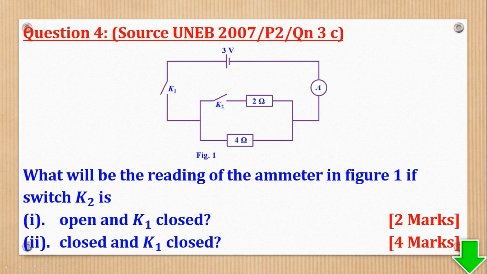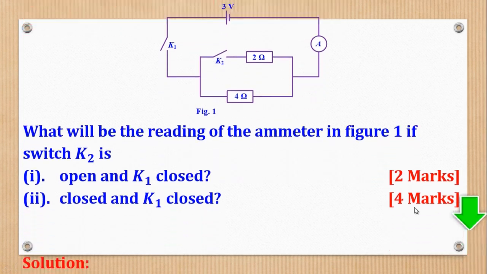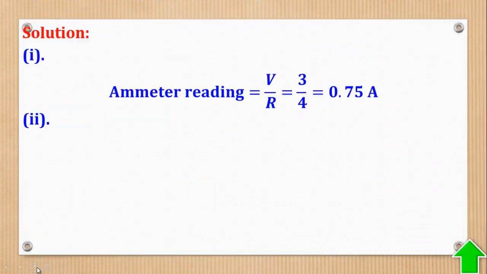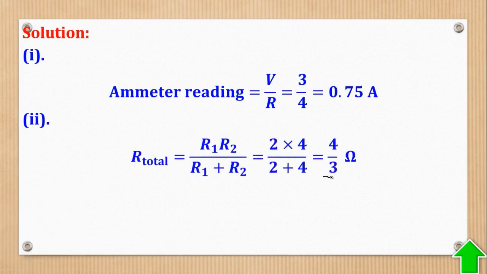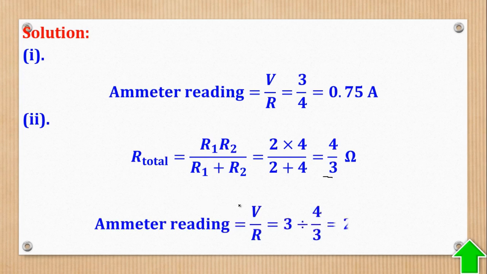So you come here and remember that for resistors in parallel, they are got by product over sum. So that will give you 4/3 ohm. Then I'll come and say that using V equal to IR, ammeter reading will be V total over R total. So V total is 3 volt and R total is 4/3. When you use the calculator, you'll come up with 2.25 ampere. And that's what they wanted.